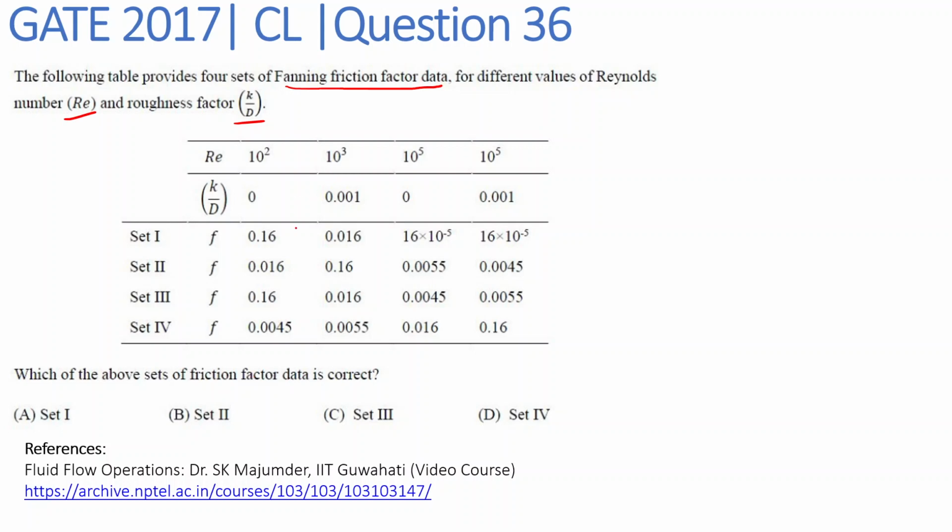So over here in this question, we have been given a table in which we have been given this Reynolds number, and corresponding to that Reynolds number, we have been given this roughness factor K by D. And for each of this Reynolds number and roughness factor, we have been given this calculated Fanning friction factor for these 4 sets: set 1, set 2, set 3, set 4, and we have to find which one of the following 4 sets is correct.